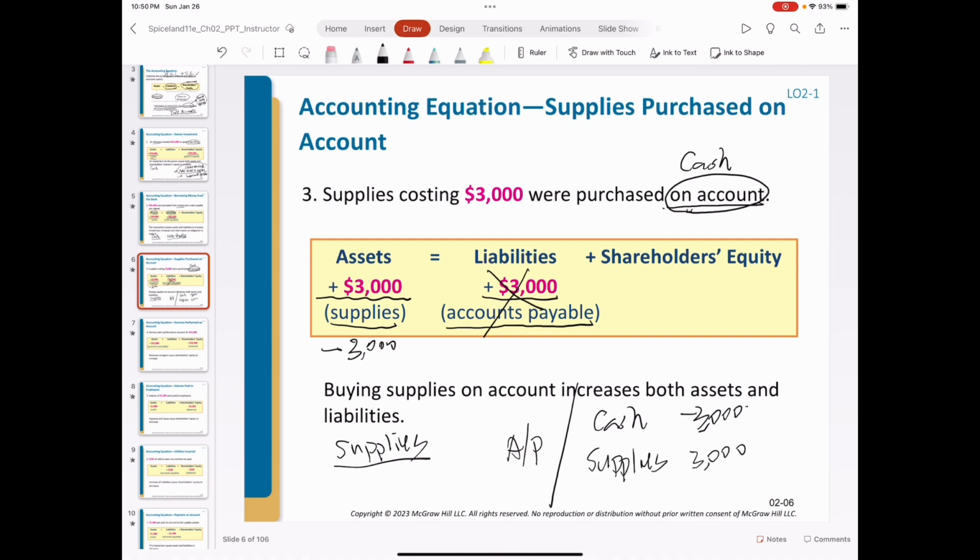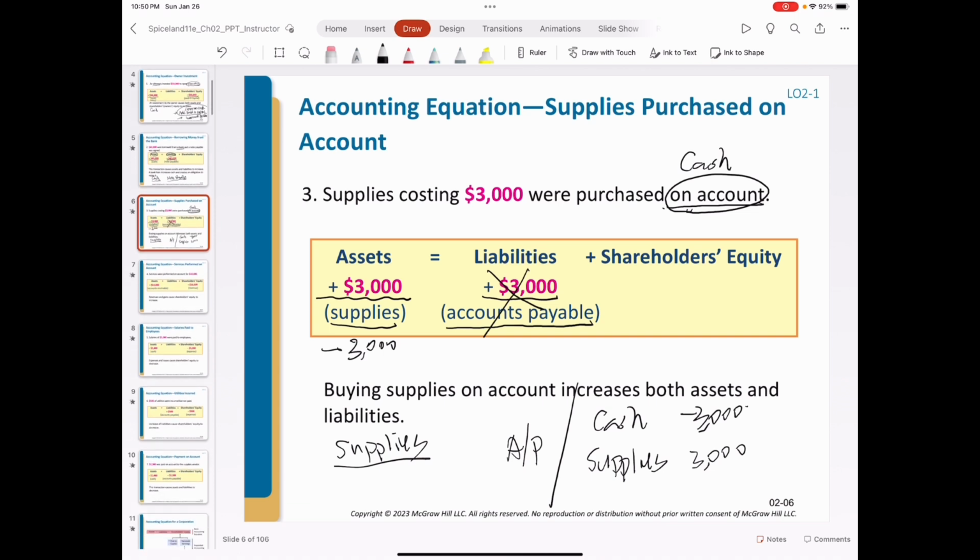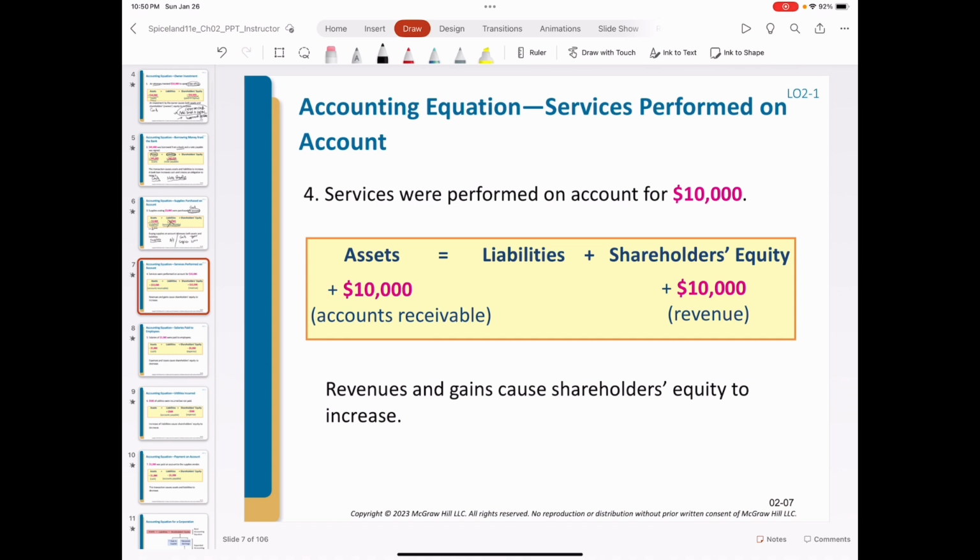This transaction does not change the amount of both sides of the balance sheet, but it just changed the format of assets. Again, this also represents a change in the financial position. Next, because the law office provides service, service is a product. So service was performed on account. Again, we see on account for $10,000.